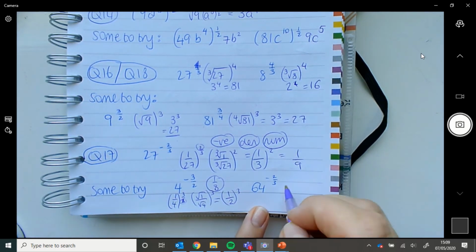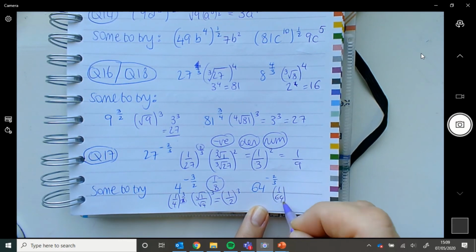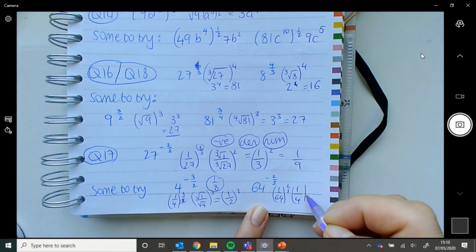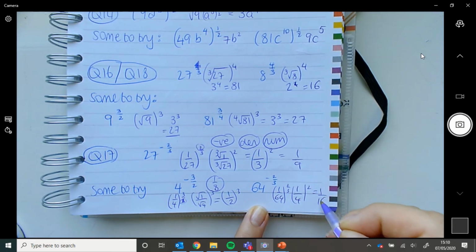This one, find the reciprocal, 1 over 64 to the power of 2/3, cube root, which gives me 1 over 4. I need to square it still, and that gives me 1 over 16.